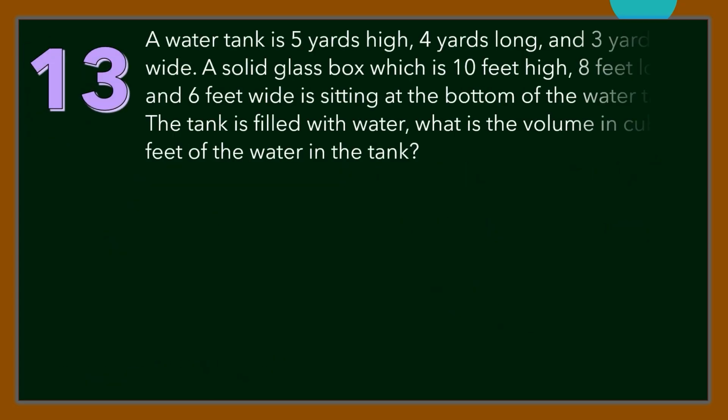Number 13. A water tank is 5 yards high, 4 yards long, and 3 yards wide. A solid glass box which is 10 feet high, 8 feet long, and 6 feet wide is sitting at the bottom of the water tank. The tank is filled with water. What is the volume in cubic feet of the water in the tank? For our solution, let us get the volume of the water tank minus the volume of the glass box, and that will be equal to the volume of water in the tank.